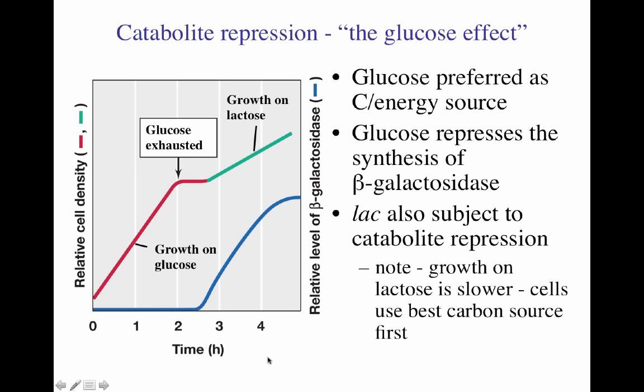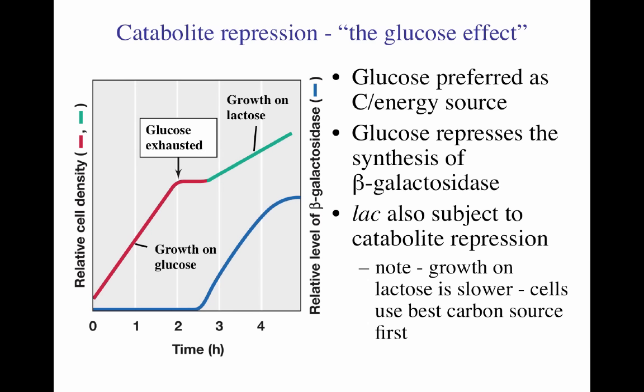So let's take a look at a process called catabolic repression, which is also understood as the glucose effect. This is a way in which the lactose operon is also repressed and controlled by the presence of glucose. As we have learned in class, glucose tends to be a preferred carbon source for many cells. And glucose induces a repression in the synthesis of beta-galactosidase. So those enzymes that are needed to break down lactose are not made if glucose is present. So let's take an example of a culture that has both glucose and lactose together.